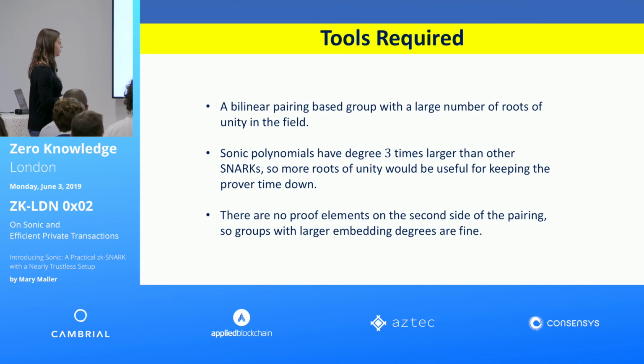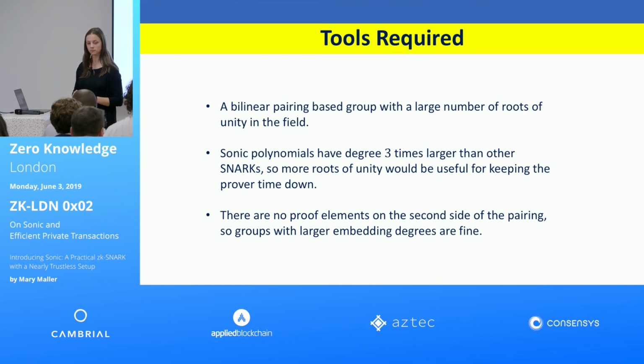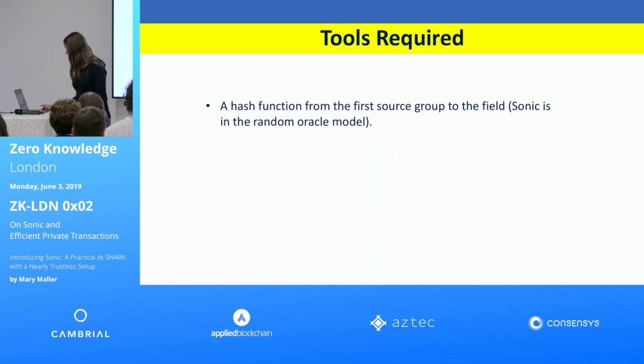But there are no proof elements on the second side of the pairing. So if you happen to have quite a large embedding degree, this wouldn't cause you a huge problem. We also need a hash function. Most things need hash functions, I'm sure that's fine. Oh, one thing I mentioned here. Sonic is proven secure in the random oracle model.